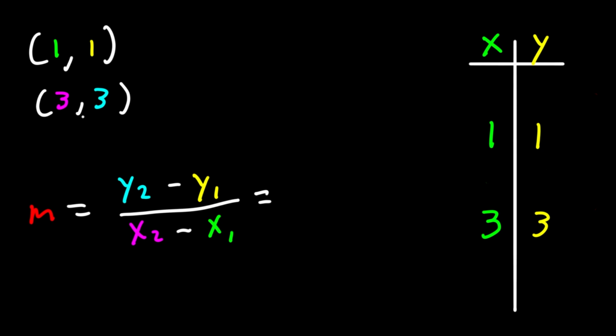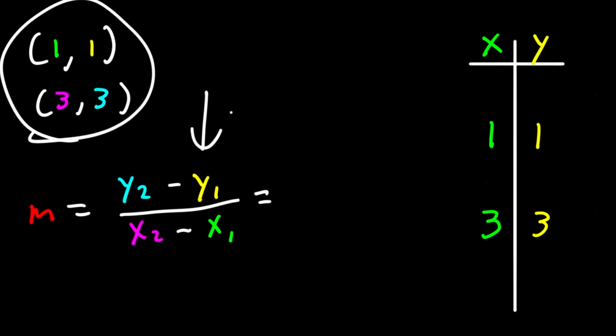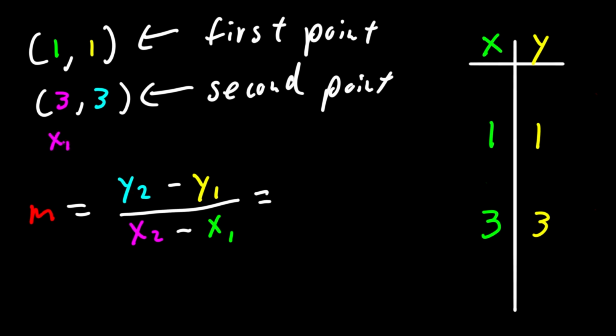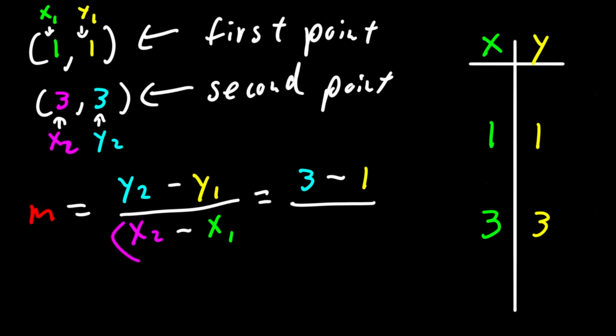So what we're going to do is use these values and plug them into the formula. In the second point, we're going to have x of 2 and y of 2. Notice that y of 2 is going to be 3. Now we have to subtract y of 1. In the first point, we have x of 1 and y of 1. So y of 1 is going to be 1. Now we've got it divided by x of 2, which is 3, minus x of 1, which is 1.